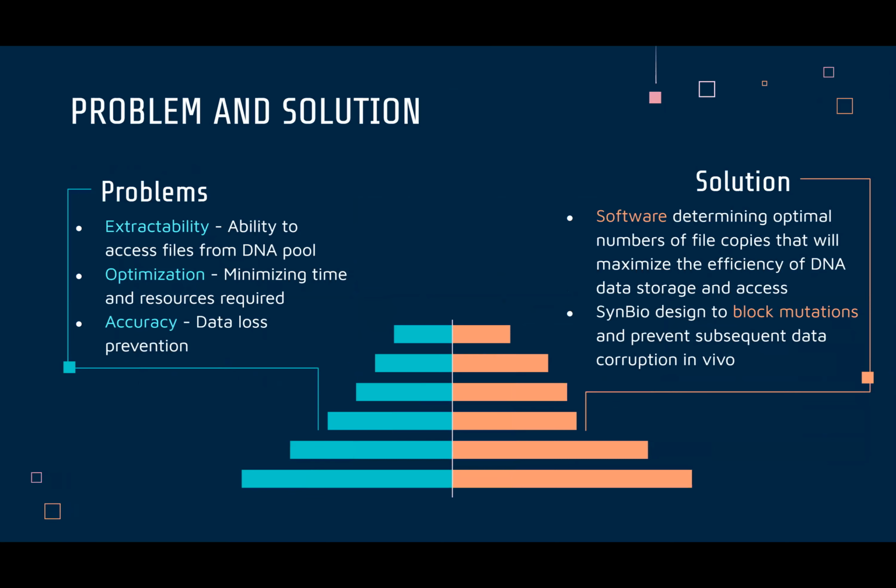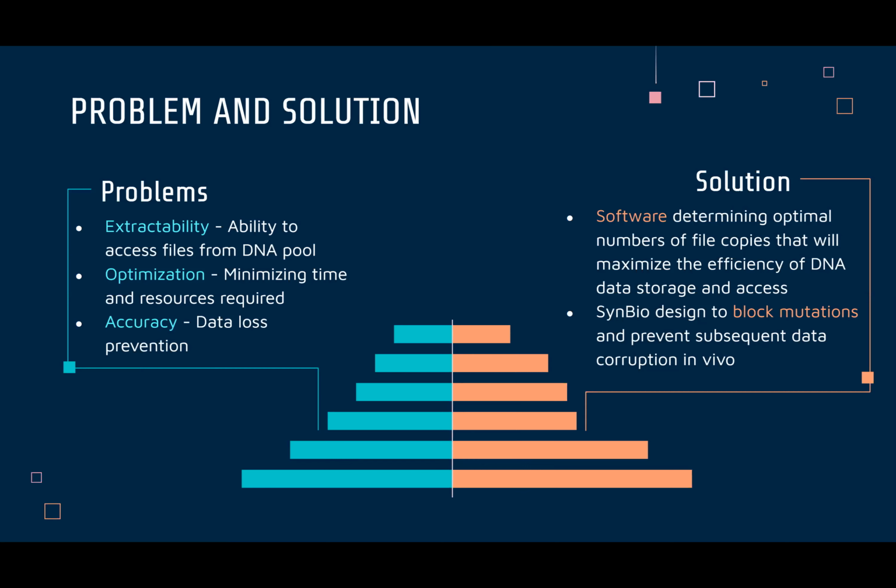So for our project, we want to optimize the process of DNA storage. Some potential pieces of this are extractability, so the ability to access files from the DNA pool. One way we do this is making sure we use PCR to produce copies of DNA to have access to files. At the same time, we want to optimize this process.